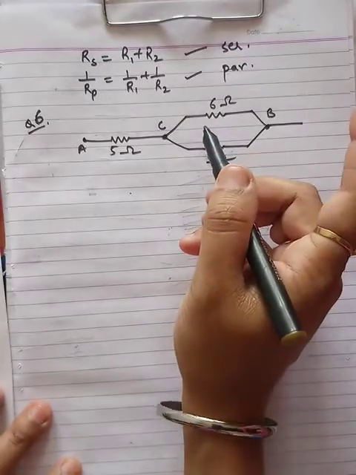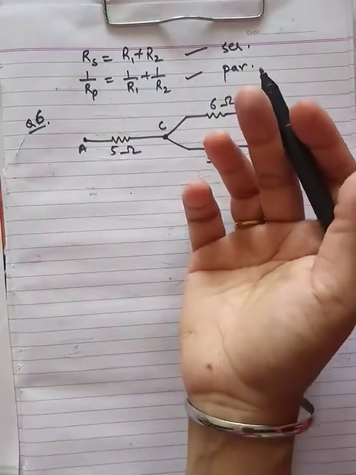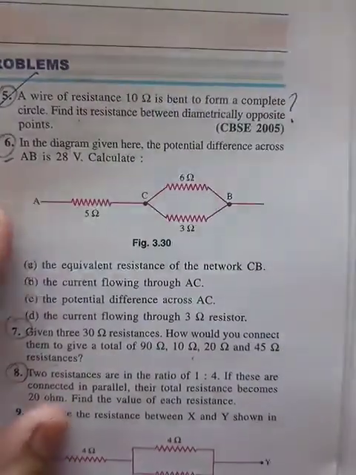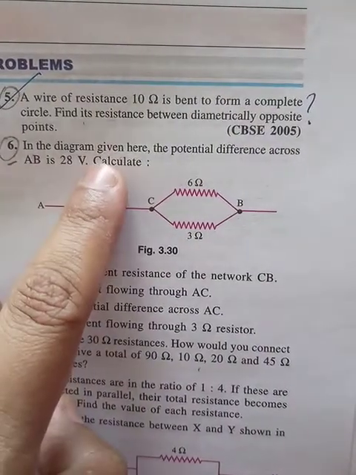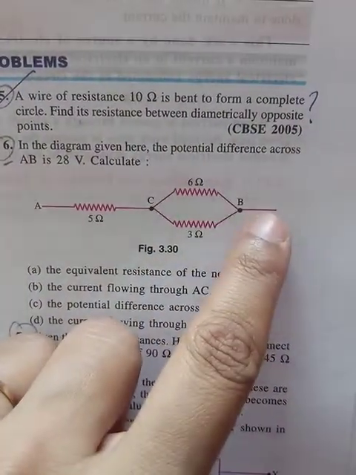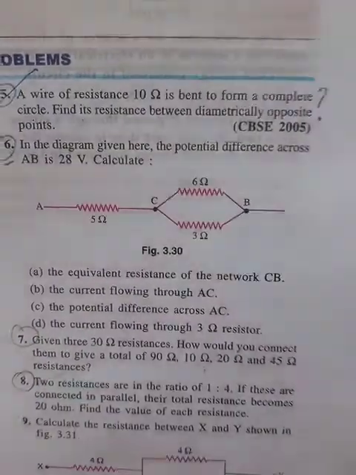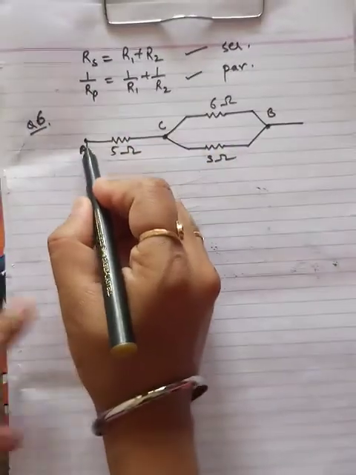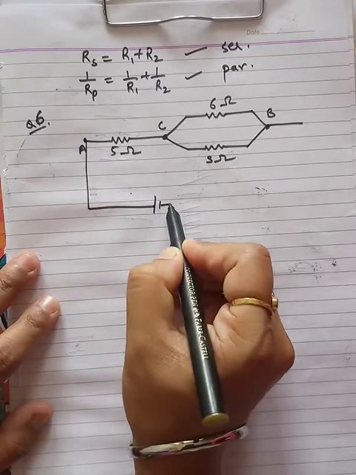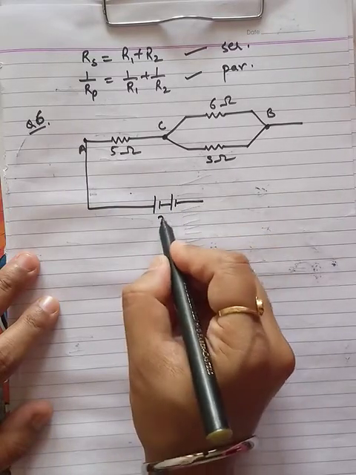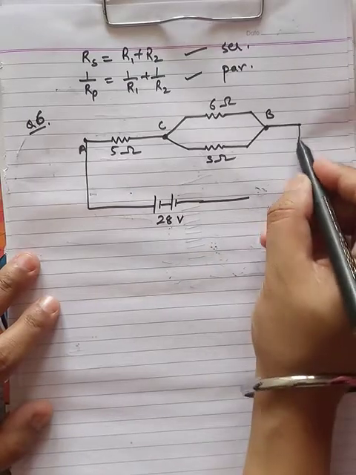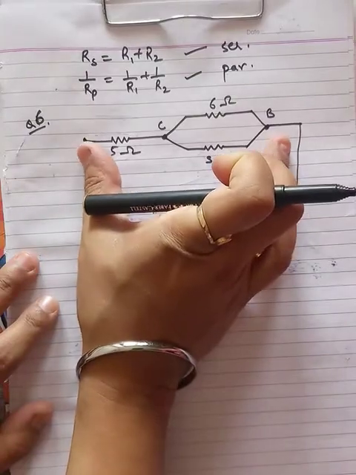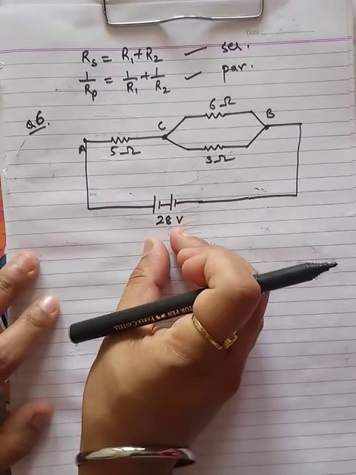Now in this case, first of all we have to see what we have to find out. In this question, in the diagram given here, the potential difference across AB is 28 volt. If it is 28 volt, that means the battery is providing 28 volt. So we can draw a battery just to understand that 28 volt is provided across AB. So the total circuit has this much potential difference.